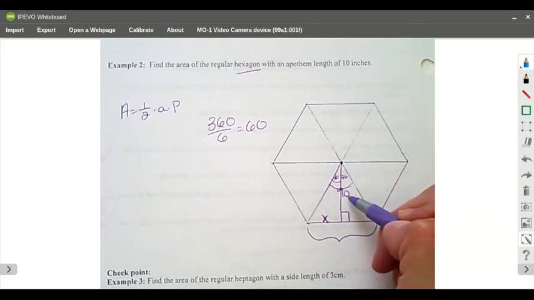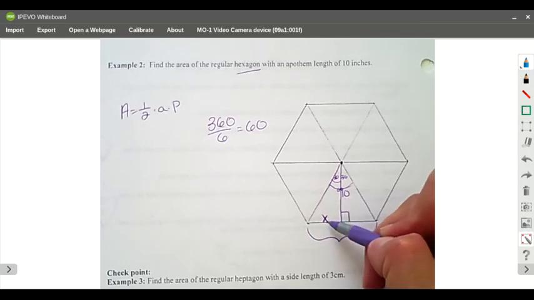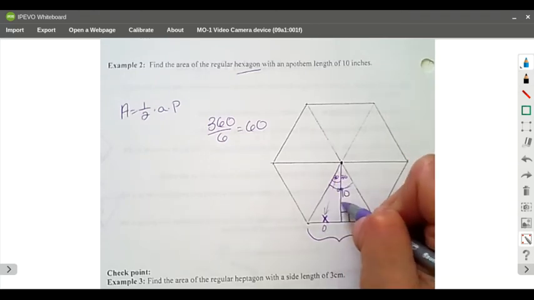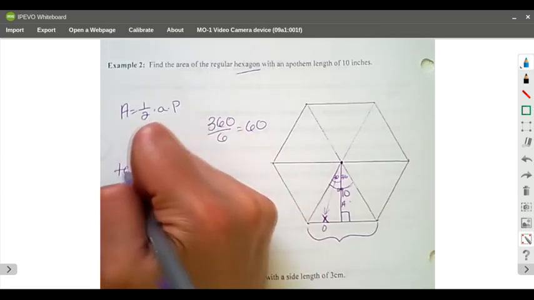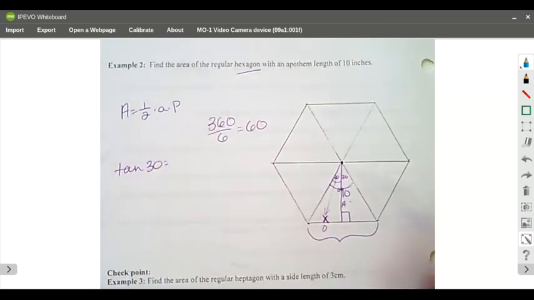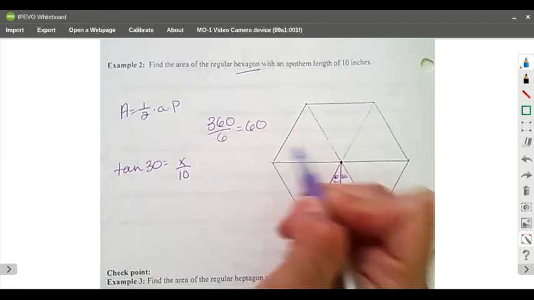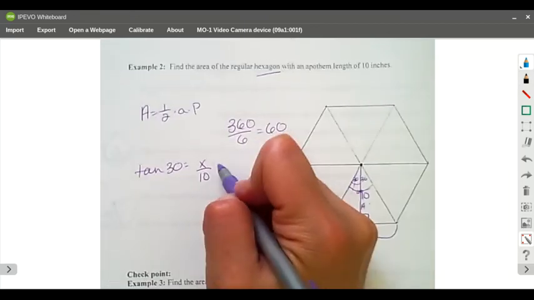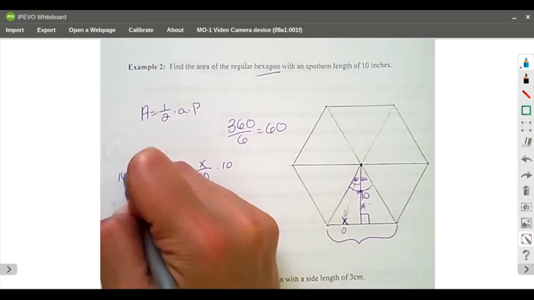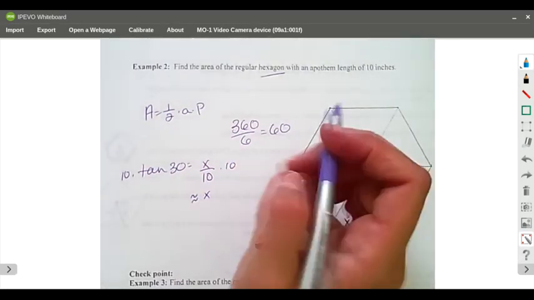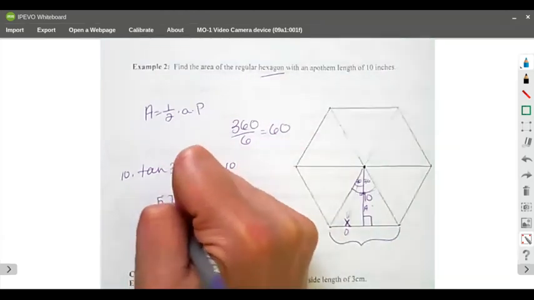So if you wanted to, you could go long leg to short leg and divide by radical 3. I'm going to guess that most of you probably won't do that. So I'm going to use tangent instead again, because this is opposite and this is adjacent. So it's going to be tangent of 30 equals opposite over adjacent, which is x over 10. Then remember, to solve something like this, you would multiply both sides by 10. And then we would get 10 times tangent of 30 is approximately 5.77.